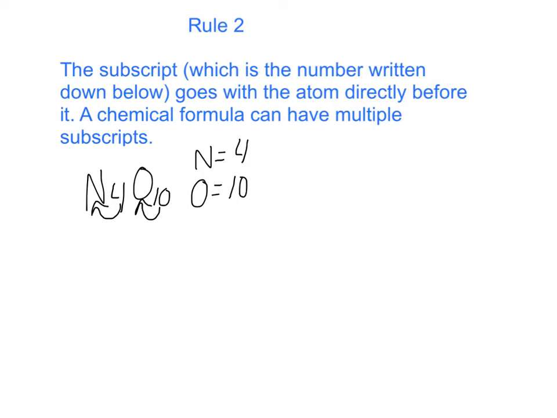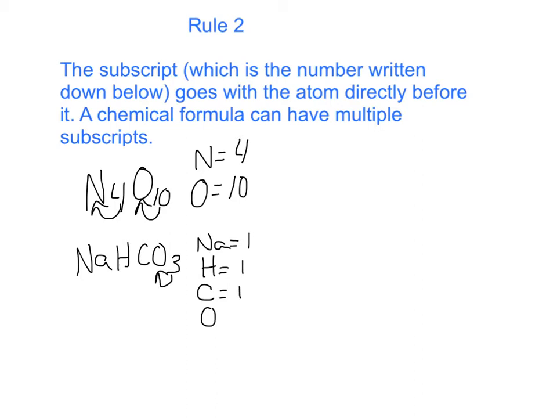Sometimes they can be a little bit trickier. So if we have NaHCO3, again, making our list, so Na is one element, H is one element, C is an element, O is an element. There's no subscript with the Na, so that's 1. There's no subscript with the H, so that's 1. There's no subscript with the carbon, so that's 1. And there is a subscript with the oxygen, so that is 3. So it's important that you don't put a subscript with the wrong element.